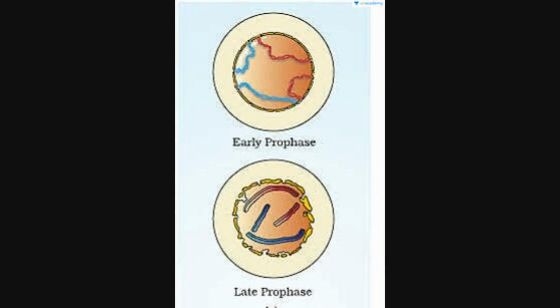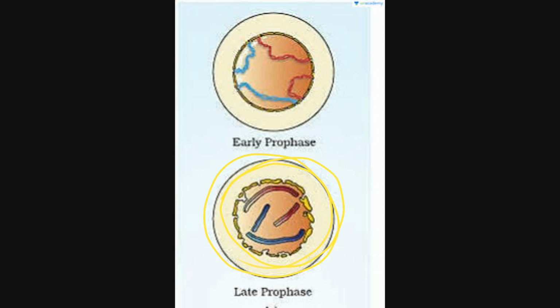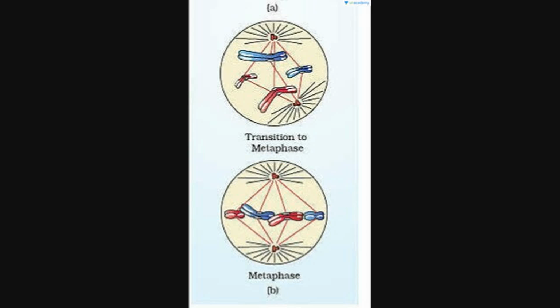This is a diagrammatic representation of the early prophase and late prophase. In the early prophase, the chromatin material condenses, and finally chromatids are formed in the late prophase. Coming to the next phase, after the late prophase, the chromatids keep on condensing and they form two sister chromatids with a centromere. Okay, during this early metaphase, the spindle fibers attach to the centromeres or kinetochores, and they pull all these chromosomes to the center of the cell.